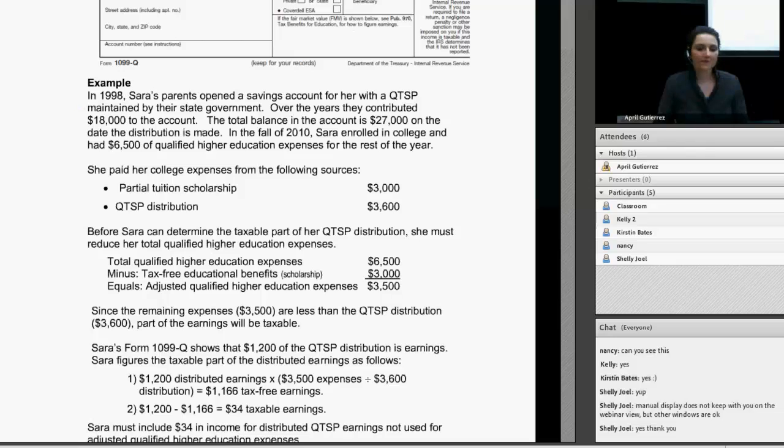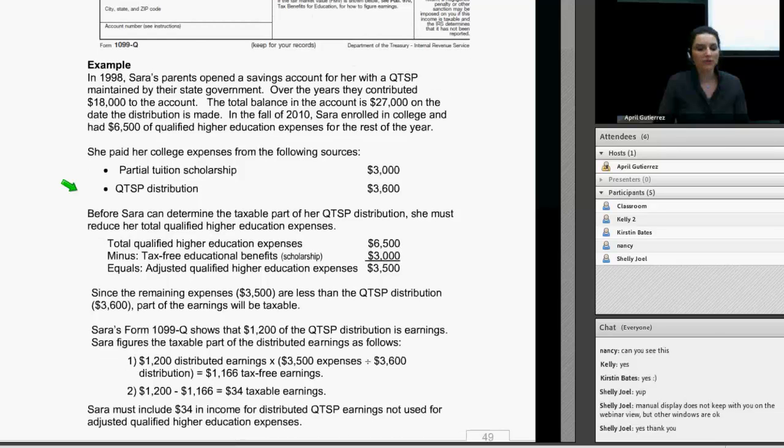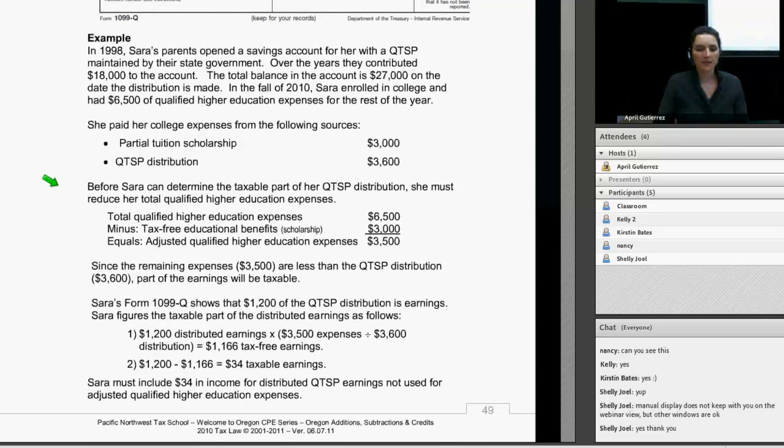So here's an example. In 1998, Sarah's parents opened a savings account for her with a QTSP maintained by their state government. Over the years, they contributed $18,000 to the account. The total balance in the account was $27,000 on the date the distribution is made. In the fall of 2010, Sarah enrolled in college and had $6,500 of qualified higher education expenses for the rest of the year. She paid her college expenses from the following sources: a partial tuition scholarship of $3,000 and a distribution from her QTSP of $3,600.